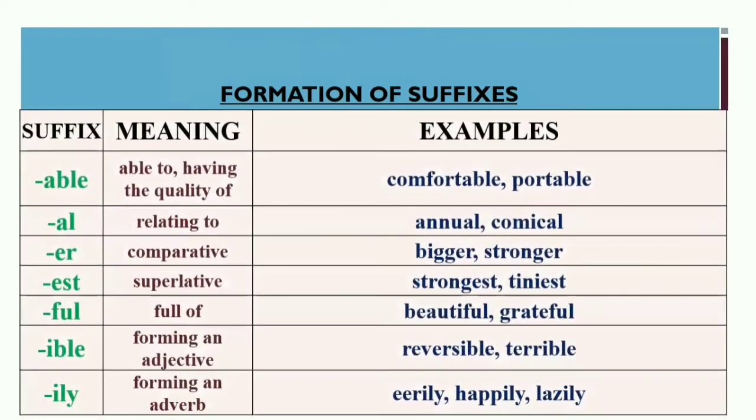Here suffixes, you have already got the idea about the suffixes. In case of suffix, it is used after the word. So here able, it means able to or having the quality of. And we have got the new words here, that is comfortable and portable.